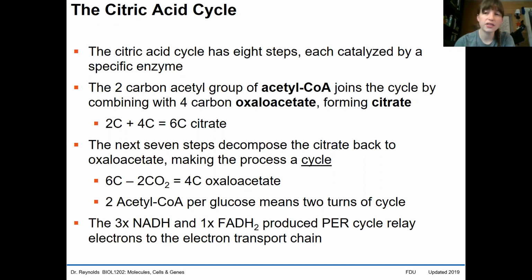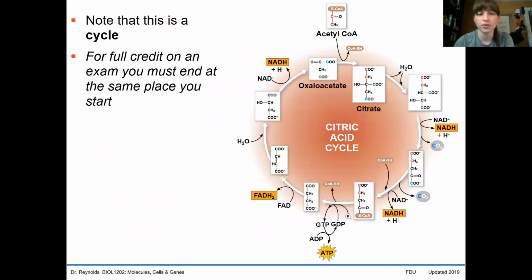In the end, that 7 reaction process to recreate oxaloacetate yields 3 molecules of NADH, 1 FADH2, as well as a molecule of ATP and 2 carbon dioxide per cycle. So you'll actually double this for each glucose.